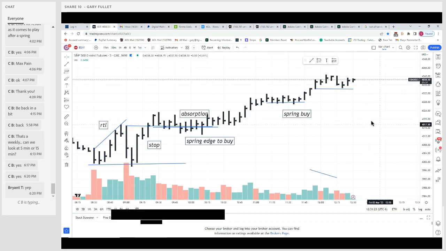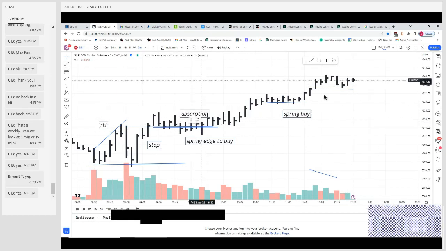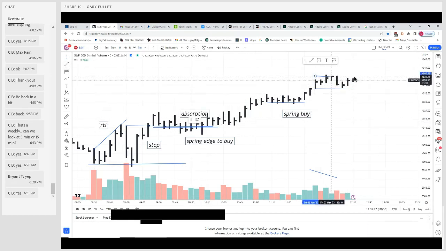That's the anatomy of your day. And now you're building calls here, to see if we get some type of springboard or absorption. Look for higher levels. So that's the anatomy of the day on the 5-minute E-mini chart.